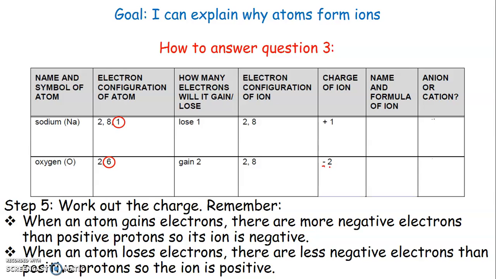When an atom loses electrons, it would have less negative electrons than positive protons. Okay, so the ion is going to become positive, and because sodium is losing just 1, it's going to have a charge of +1. Okay.